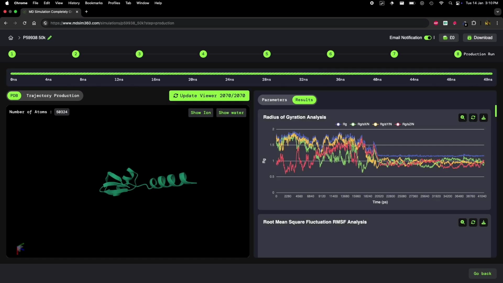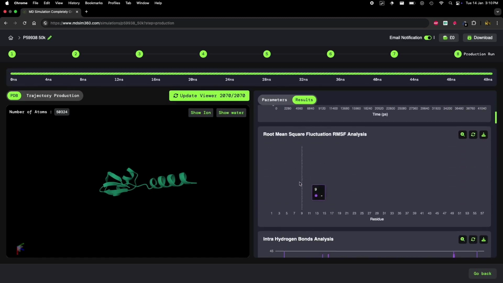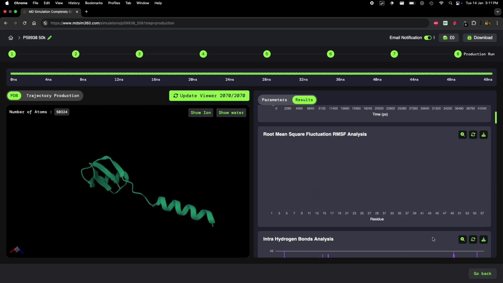Here, you can see the x, y, and z components of the radius of gyration. Around 20,520 picoseconds, the radius of gyration becomes more isotropic. The individual x, y, and z components keep changing, but overall, the radius of gyration remains constant. This level of real-time analysis is a game changer for understanding molecular dynamics. Next, we have the root mean square fluctuation data. There was a minor issue with the plot, so it's not visible, but the data is still available for analysis.